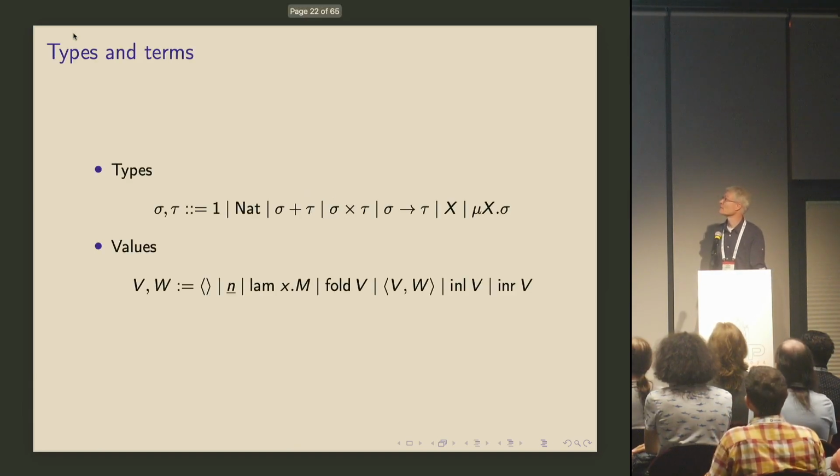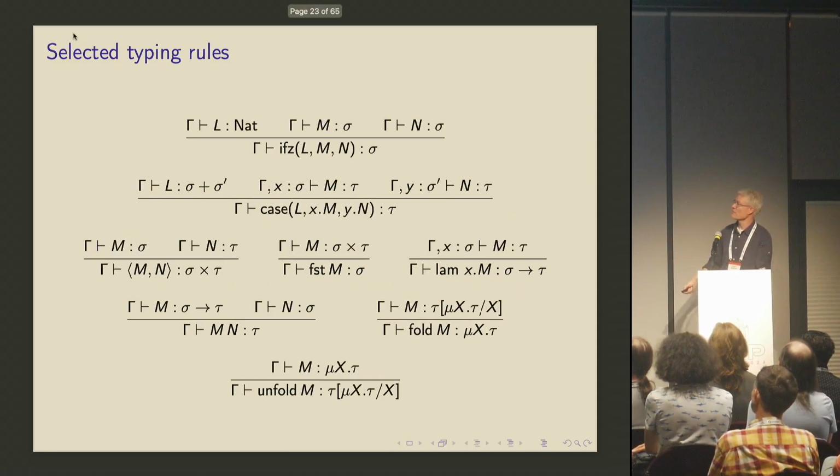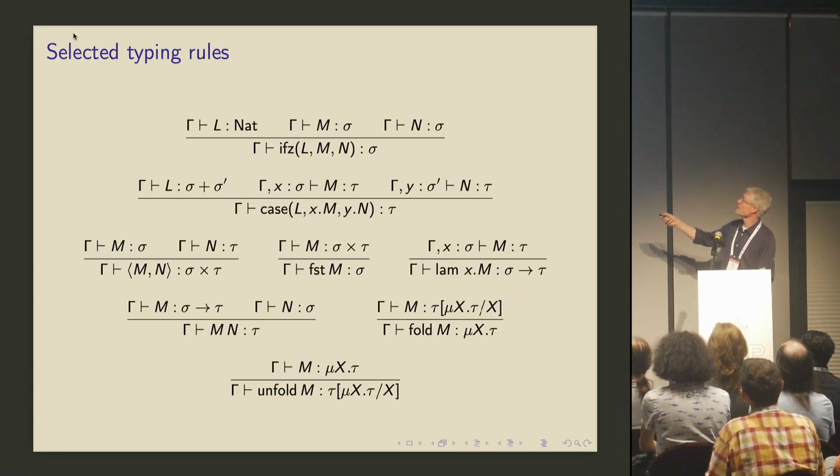Okay, so then let's look at modeling FPC. So the FPC, as I said, is just the extension of simply typed lambda calculus with recursive types. So here's a grammar for types. Here's some typing rules, and all this should be familiar. Here's lambda abstraction. I call that lam to distinguish it from the metalanguage lambda.